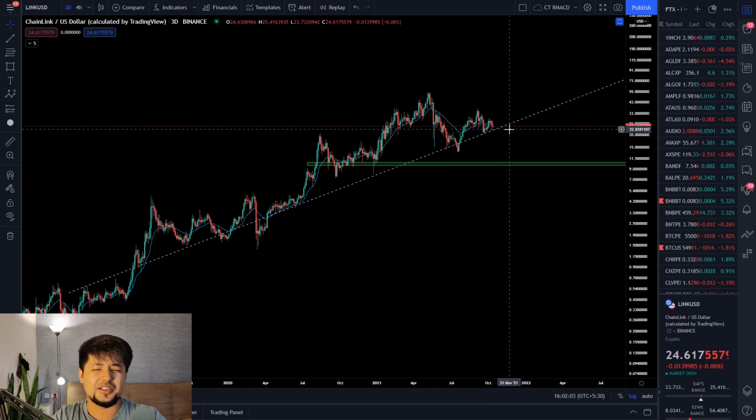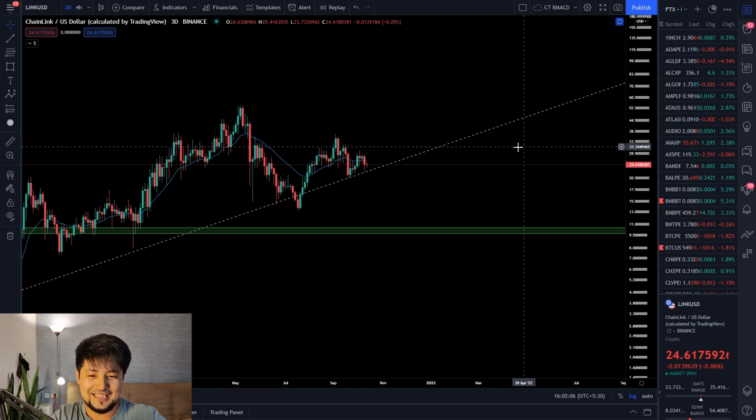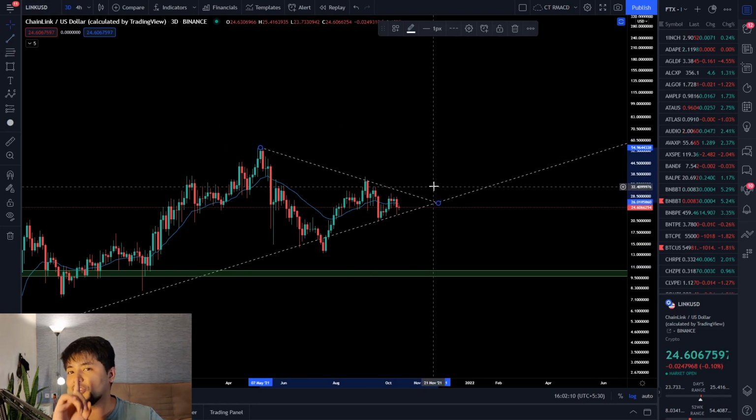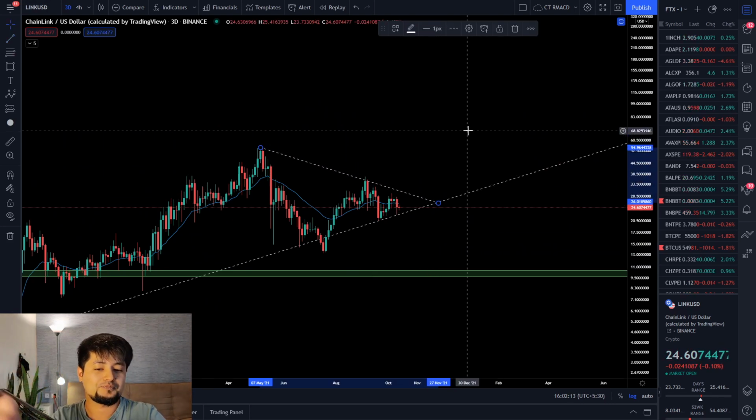So am I going to be interested in shorting Chainlink? Not essentially, guys. I won't be interested in shorting Chainlink against the dollar itself, but I would be interested in shorting Chainlink against the Bitcoin pair as a whole.